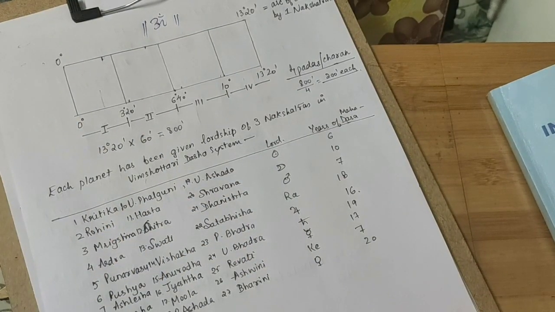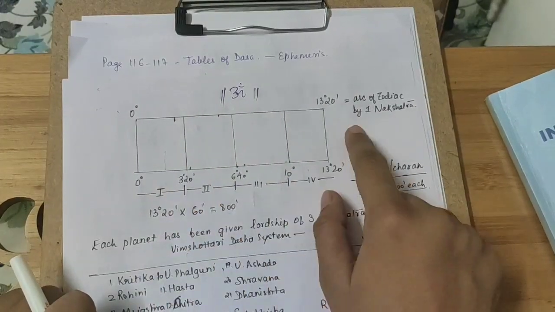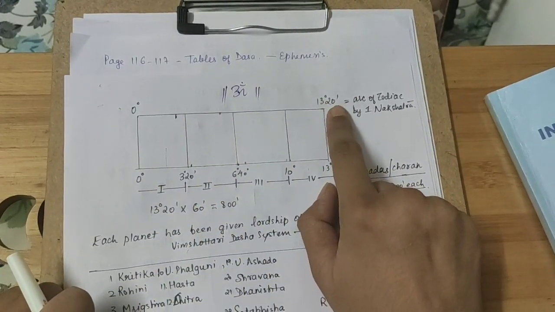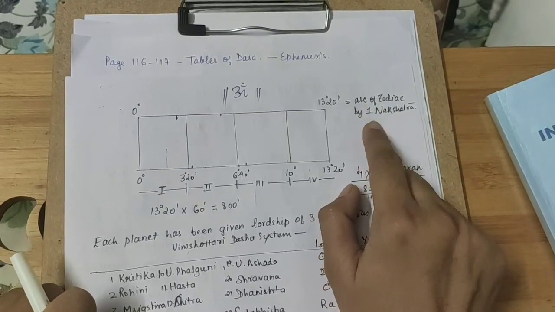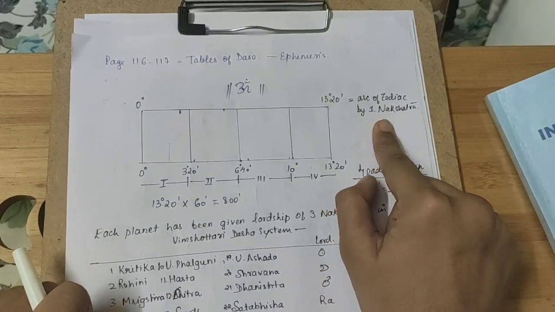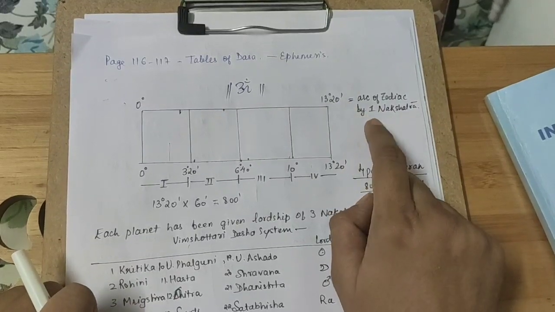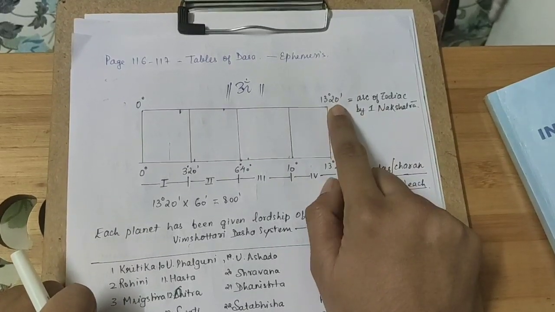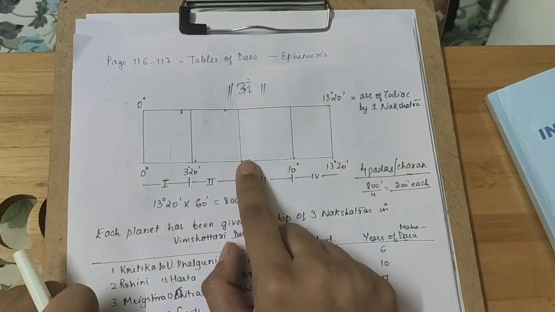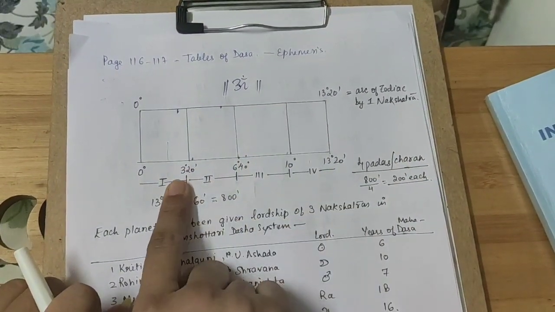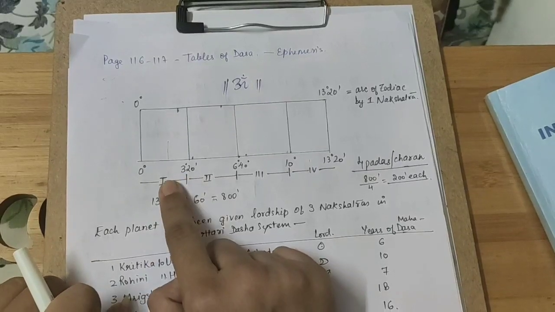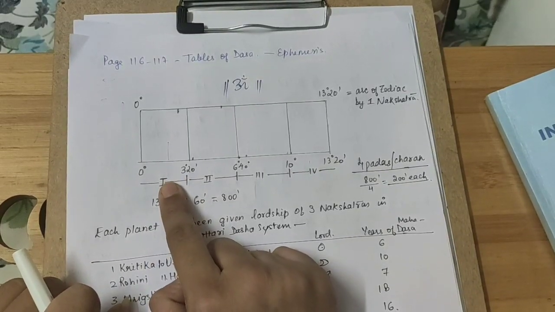Now, how to find the balance of it? One nakshatra rules 13 degrees 20 minutes of the arc of the zodiac. We have 27 nakshatras, and multiplying them we get 360 degrees. So this is 13 degrees 20 minutes for a single nakshatra. Each nakshatra is divided into 4 parts of 3 degrees 20 minutes each. This is the first pada of a nakshatra.